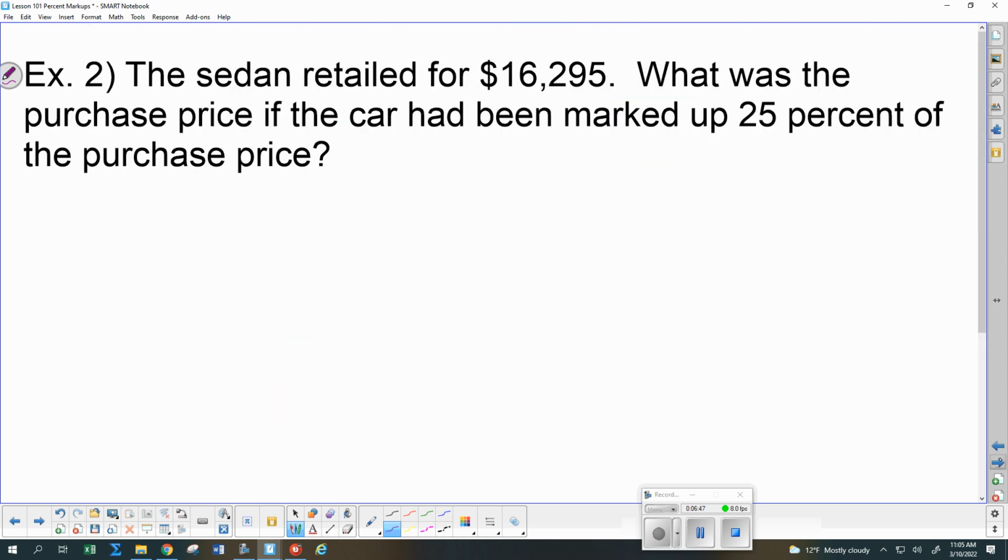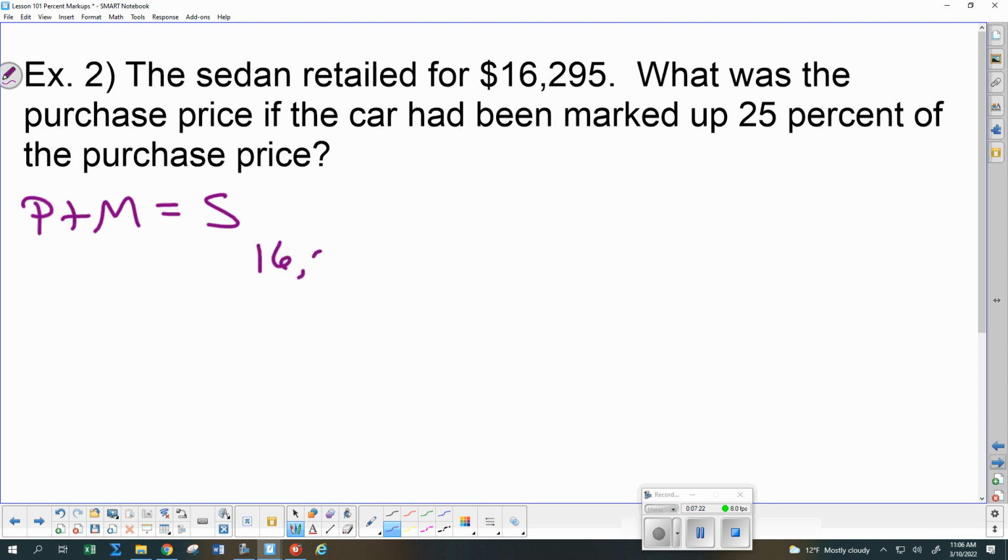Okay, number two, we have that the sedan retailed for $16,295. What was the purchase price if the car had been marked up 25% of the purchase price? This one I'll do the ratio box as the second way. So let's start off with P plus M is S. Retail. What did we say that was? Was that the P or the M or the S, Ted? It's the S. It's what are we selling it to the public for?